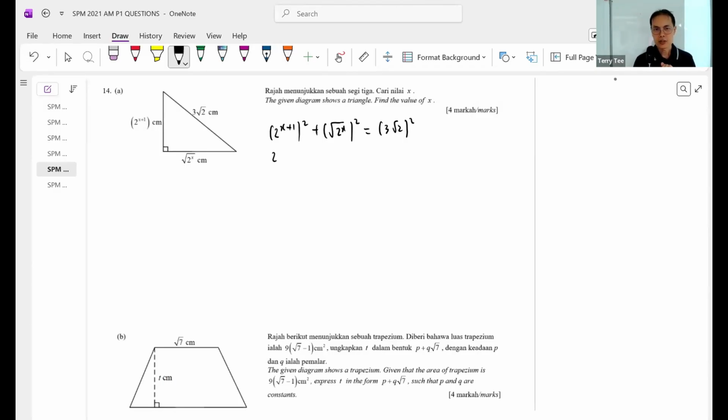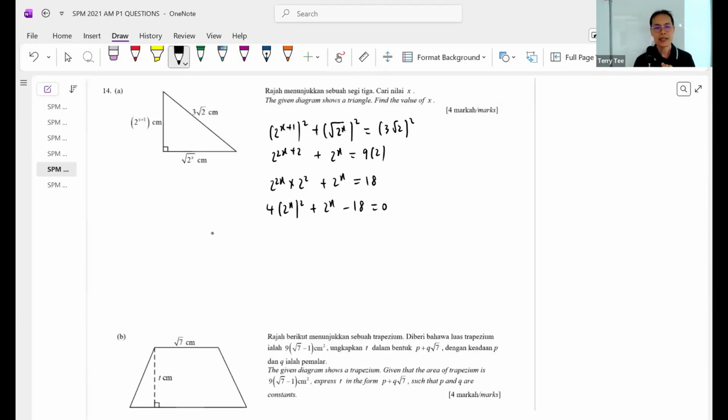I square this. This is 2 power 2x plus 2. The square of the square root cancel out, left with 2 power x. 3 squared is 9, square root of 2 squared is 2. So this is 2^x times 2 power 2. 2^x equals 18. So you break it up, 4 of (2^x) squared plus 2^x minus 18 equals 0.